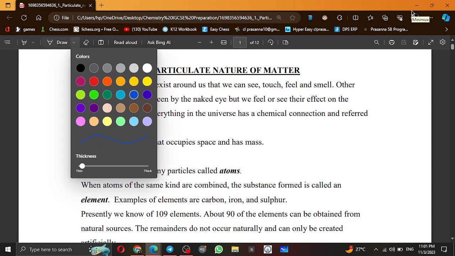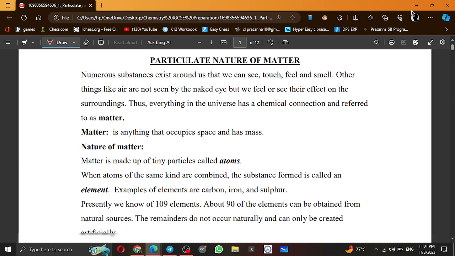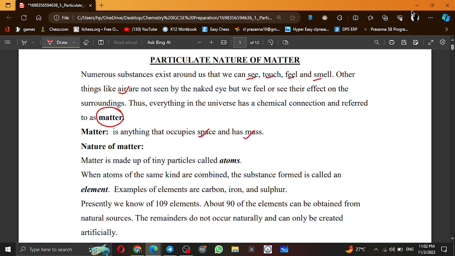Today we'll be looking at the particulate nature of matter. Alright, let's begin. So numerous substances exist around us which we can see, touch, feel and smell. Other things like air are not seen by the naked eye, but we feel or see their effect on our surroundings. Thus, everything in the universe is referred to as matter. What is matter? Matter is anything that occupies space and has mass.